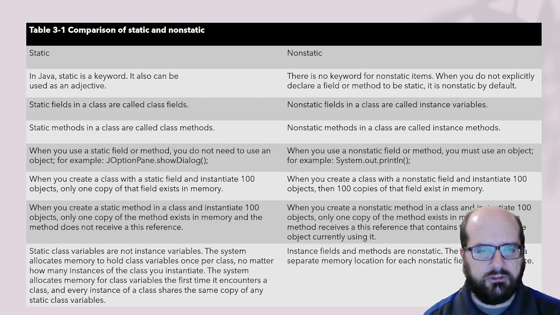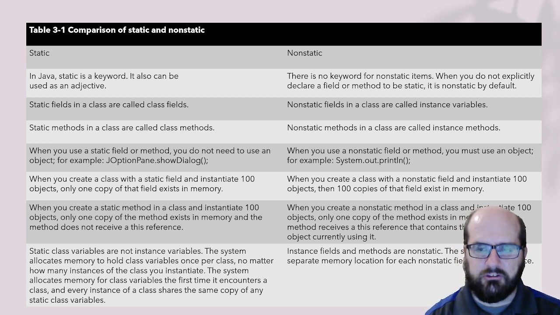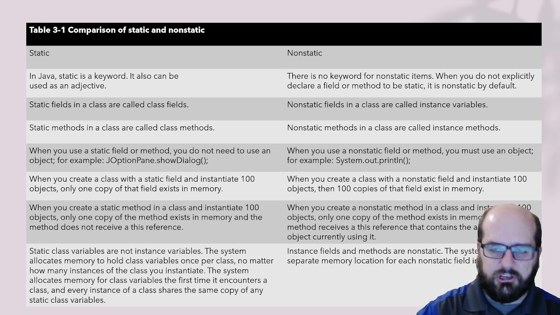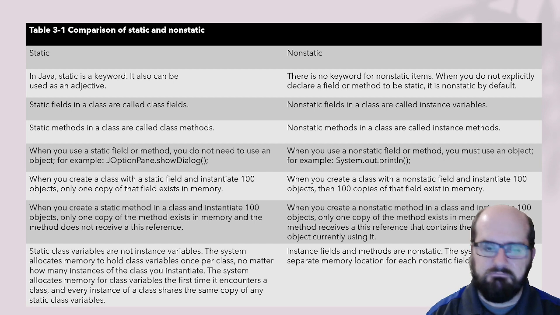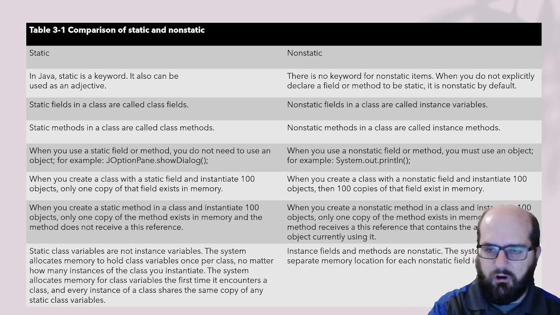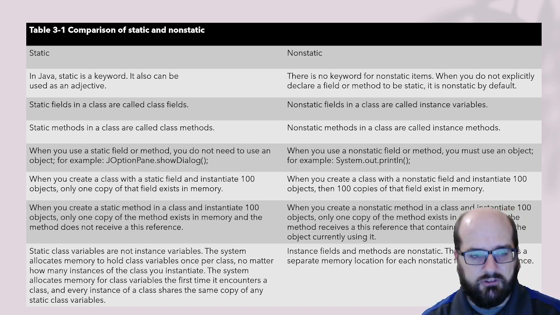When you create a class with a static field and instantiate 100 objects, only one copy of the static field exists in memory because all of the objects share that static field. When you create a static method, the same thing happens. Only one copy of that method exists because all the objects share that method. Static class variables are not instance variables. The system allocates memory to whole class variables once per class, no matter how many objects you create.